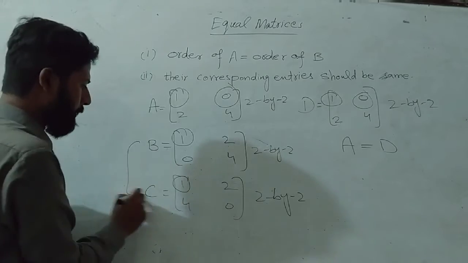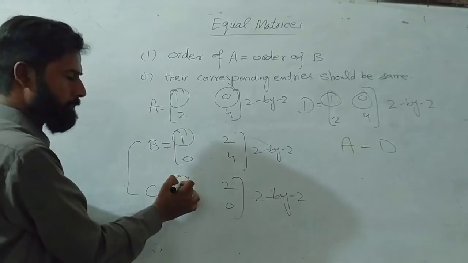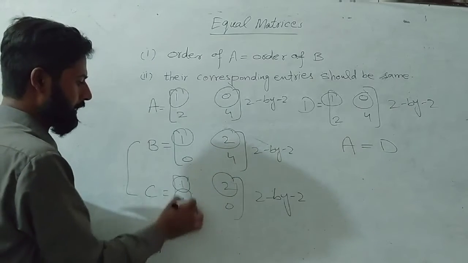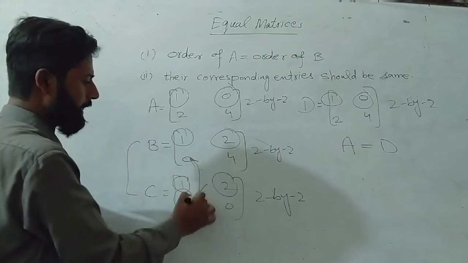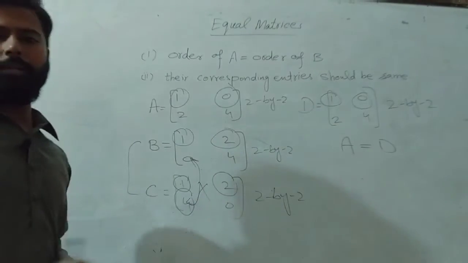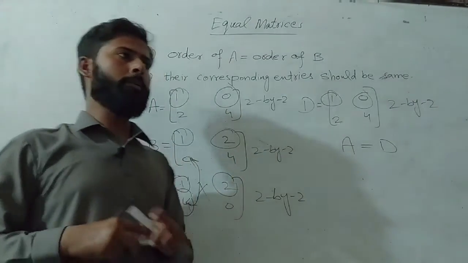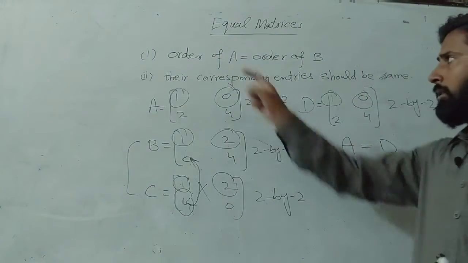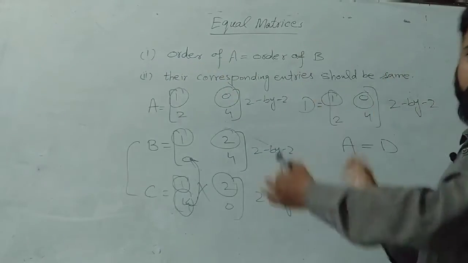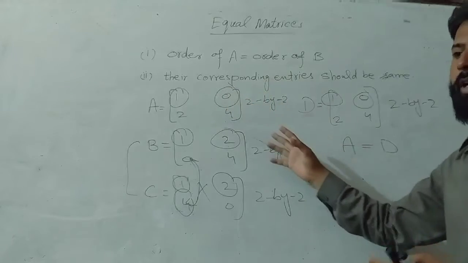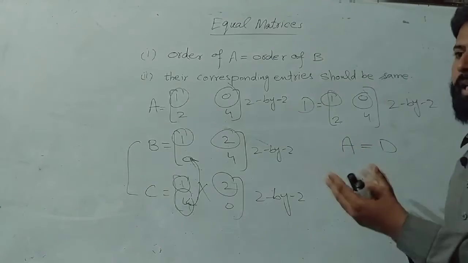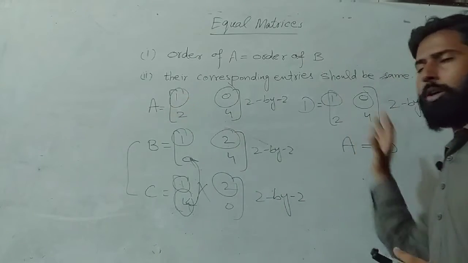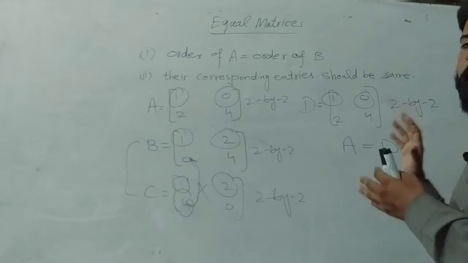And we will discuss B and C. First entry is same, second entry same. There is a difference in the third entry, so it means these matrices are not equal. So keep in your mind, for equal matrices it should fulfill two conditions. The first, their order must be equal, and the second, their corresponding entries should be same. Corresponding means their respective entries. First entry should be equal to first, second should be equal to second.